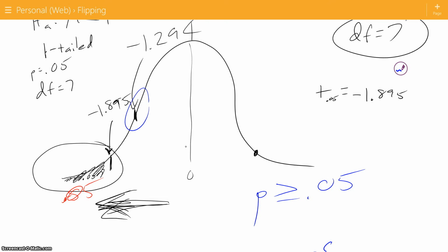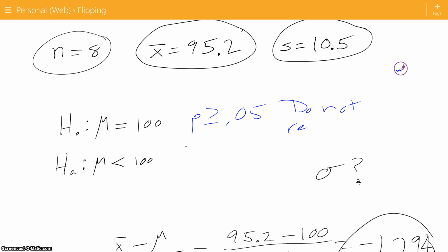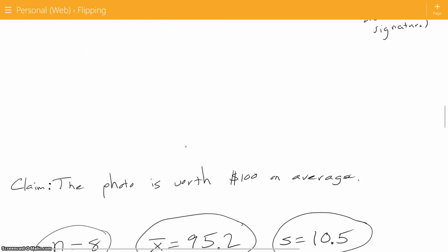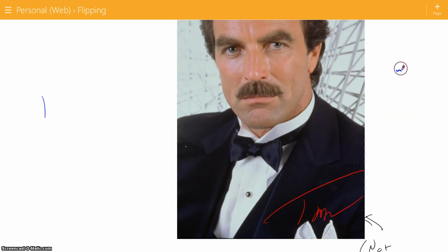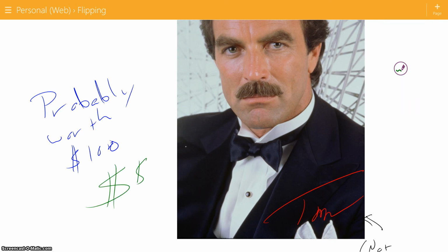Therefore, since p is greater than 0.05, we go back up to our hypotheses. P is greater than 0.05, so we do not reject our null hypothesis. And you know what? This is probably worth the photo. Probably worth $100. So it might be a good investment for you.